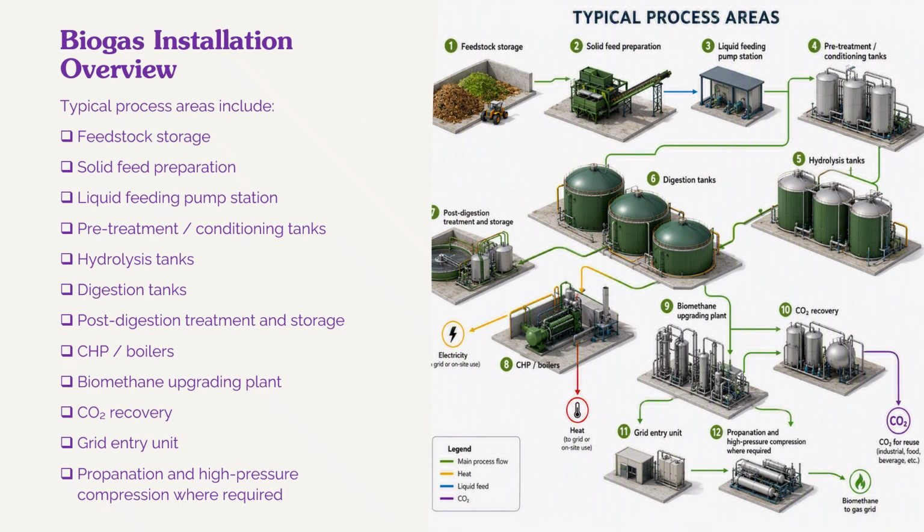Before discussing hazards and safeguards, it is important to understand the scope of a typical biogas facility. The process generally begins with feedstock storage and preparation, followed by feeding systems and conditioning tanks. Material is then processed through hydrolysis and digestion stages, where biogas is generated. Downstream systems may include gas storage, gas treatment, biomethane upgrading, carbon dioxide recovery, grid injection units, combined heat and power systems, boilers, and in some cases methanation and high-pressure compression. Each process area contains different hazards and operational challenges. As a result, hazard studies and safety analyses must consider the entire process chain rather than focusing on individual equipment items.